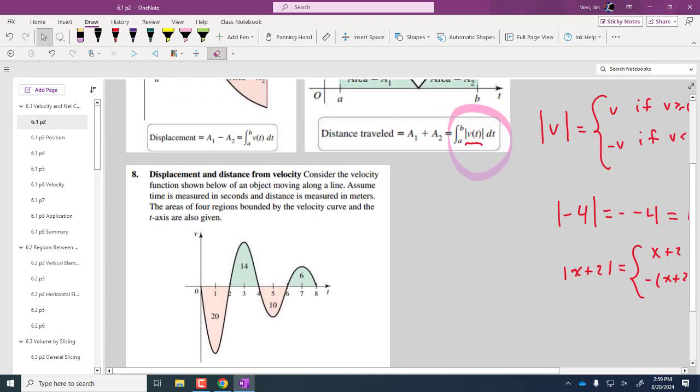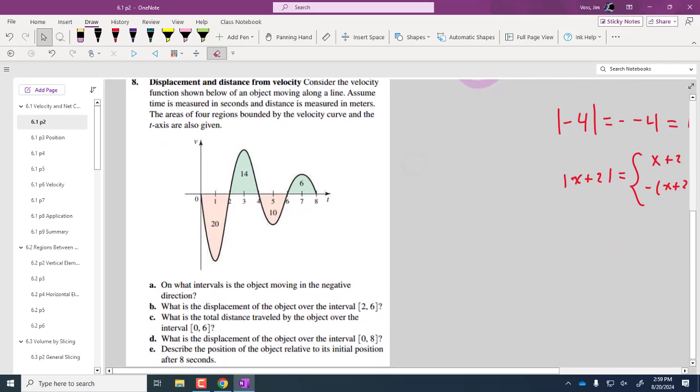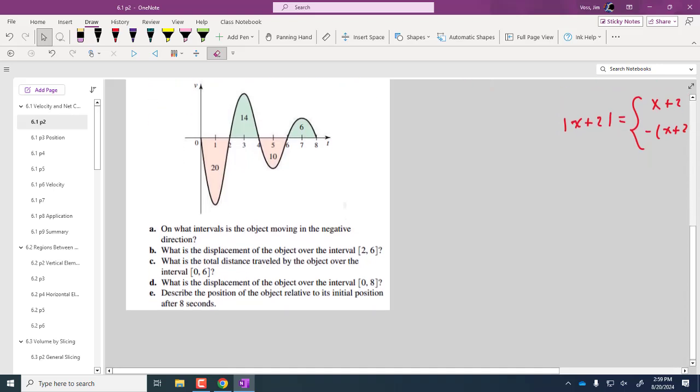All right, let's take a look at this one. So displacement and distance from a velocity function. So think about that first part. We don't have the equation of this velocity function. We just have a picture of it. So what intervals is the object moving in each direction? I guess that just says the negative direction.